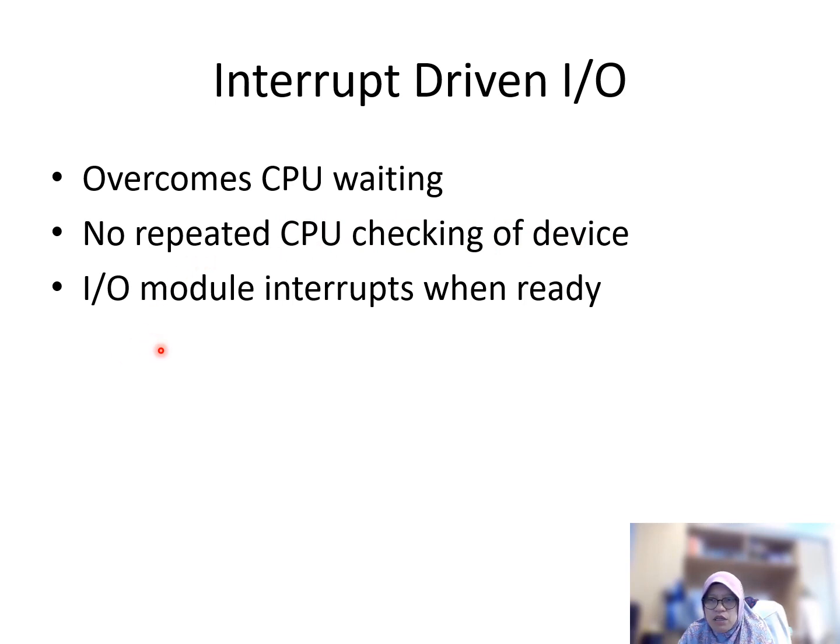An alternative is for the processor to issue an I/O command to a module and then go on to some other useful work. The I/O module will then interrupt the processor to request service when it is ready to exchange data with the processor. The processor then executes the data transfer as before and resumes its former processing.